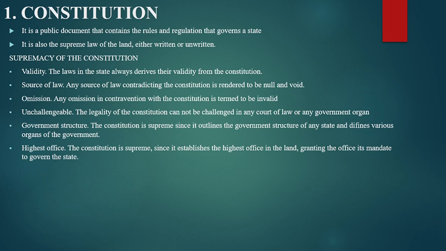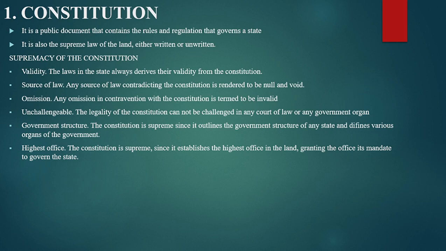If any source of law contradicts the Constitution, it is termed null and void and cannot operate in any state. Omission is another supremacy of the Constitution. Any omission in contravention of the Constitution is termed invalid. Unchallengeable: the legality of the Constitution cannot be challenged in any court of law or in any government organ, since it is the supreme rule of the land.